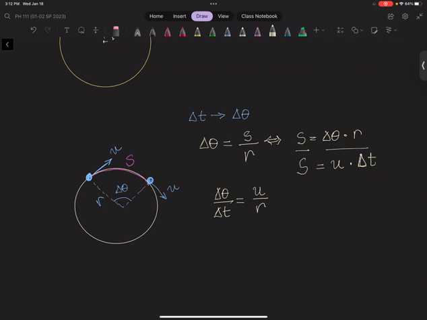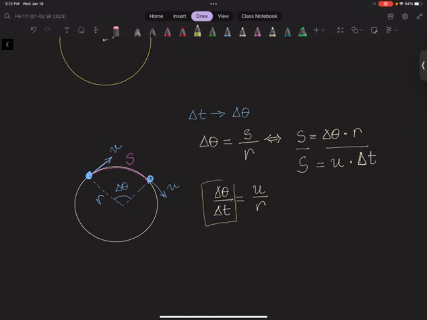From now on, this physical parameter, we are going to give it a special name. We're going to call this the angular speed or velocity, omega. And we're going to write omega equals U over R, or the linear speed equals R times omega.